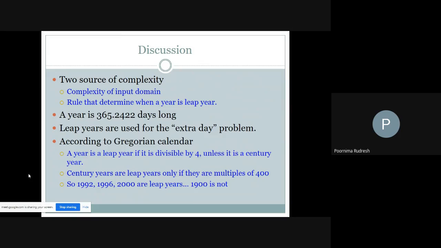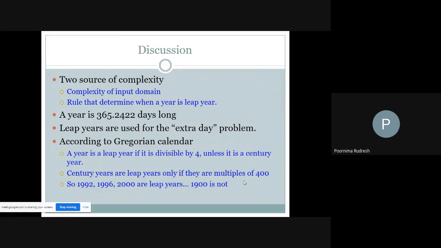But here, once again, the problem arises. If we consider 1992, 1996, 2000, these are leap years. But if we consider 1900, it is not a leap year. So that we have to consider. Okay. So here, century years are leap years only if they are multiples of 400. Only if they are multiples of 400, then we say that century years are leap years, and hence 1900 is not a leap year because it is not a multiple of 400.